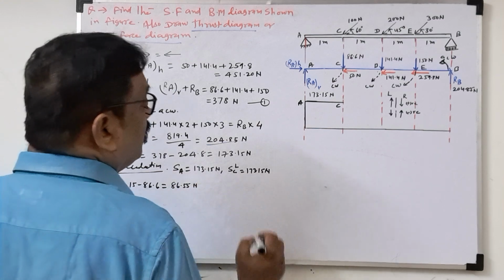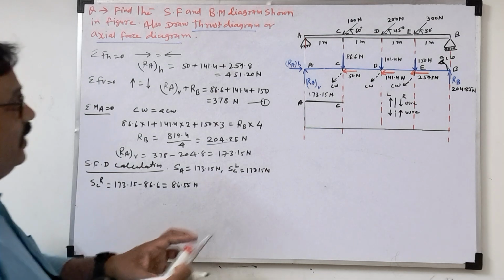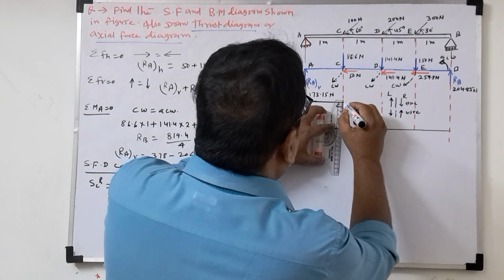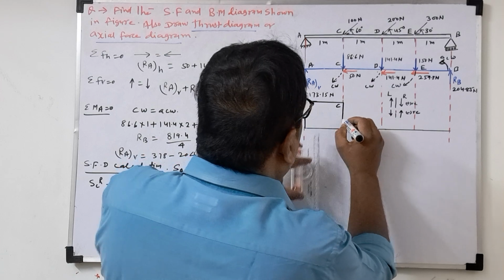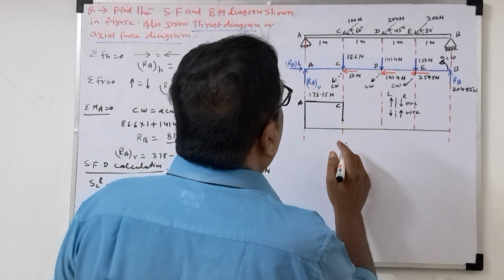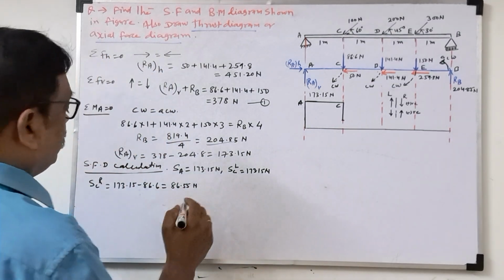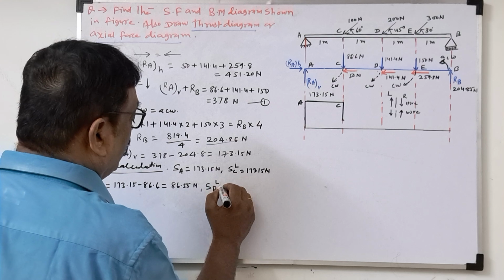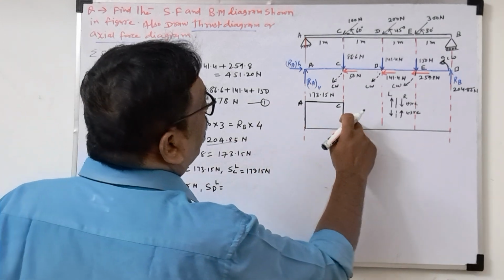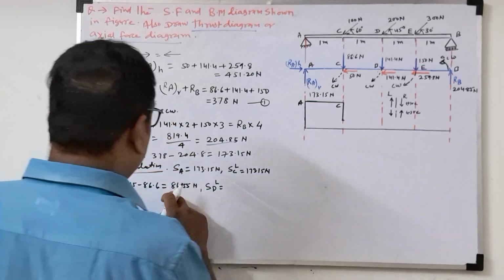86.55 Newton. So now what we will do here? We will draw this diagram, 86.55. So it will come here, up to this we draw here, 86.55. Now we will go to SDL. Similarly, the same thing we'll do here. SDL means no load in between, so the same point will be there.